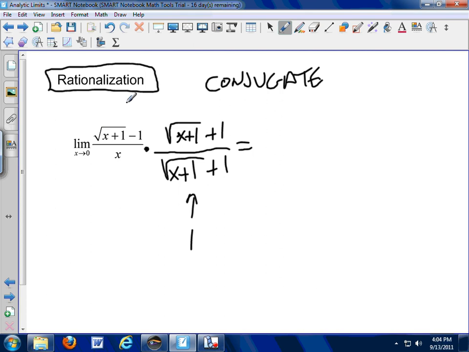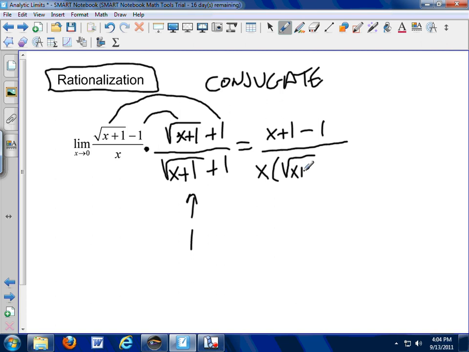When I multiply the first times the first, the square root of x plus 1 times the square root of x plus 1, that's x plus 1. When I multiply the inside, I get negative square root of x plus 1. When I multiply the outside, I get positive square root of x plus 1. So my square roots are gone. Bingo, gone. And then I do the last piece, and it's positive 1 times negative 1. That's that. Down bottom, we're just going to leave this just like it is.